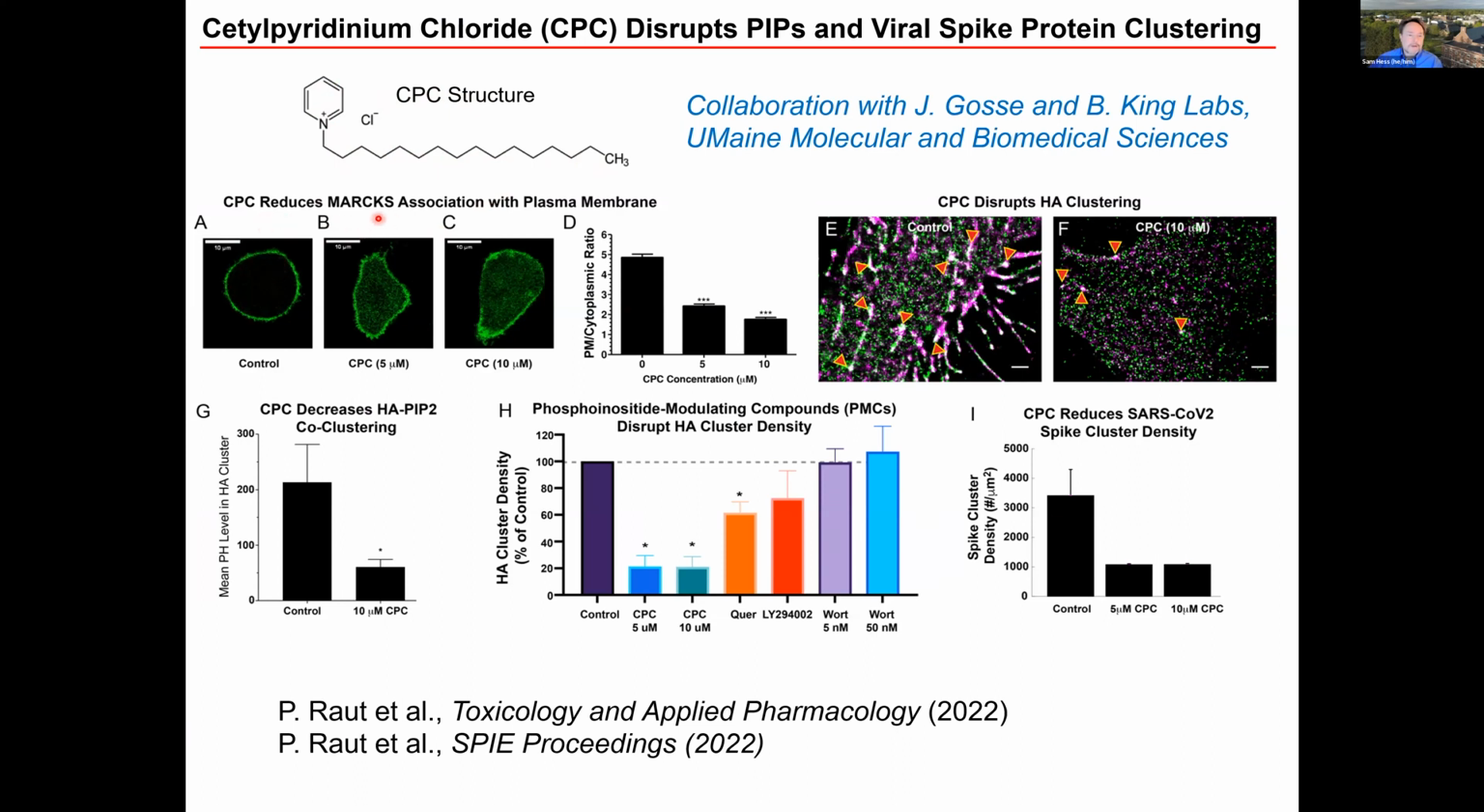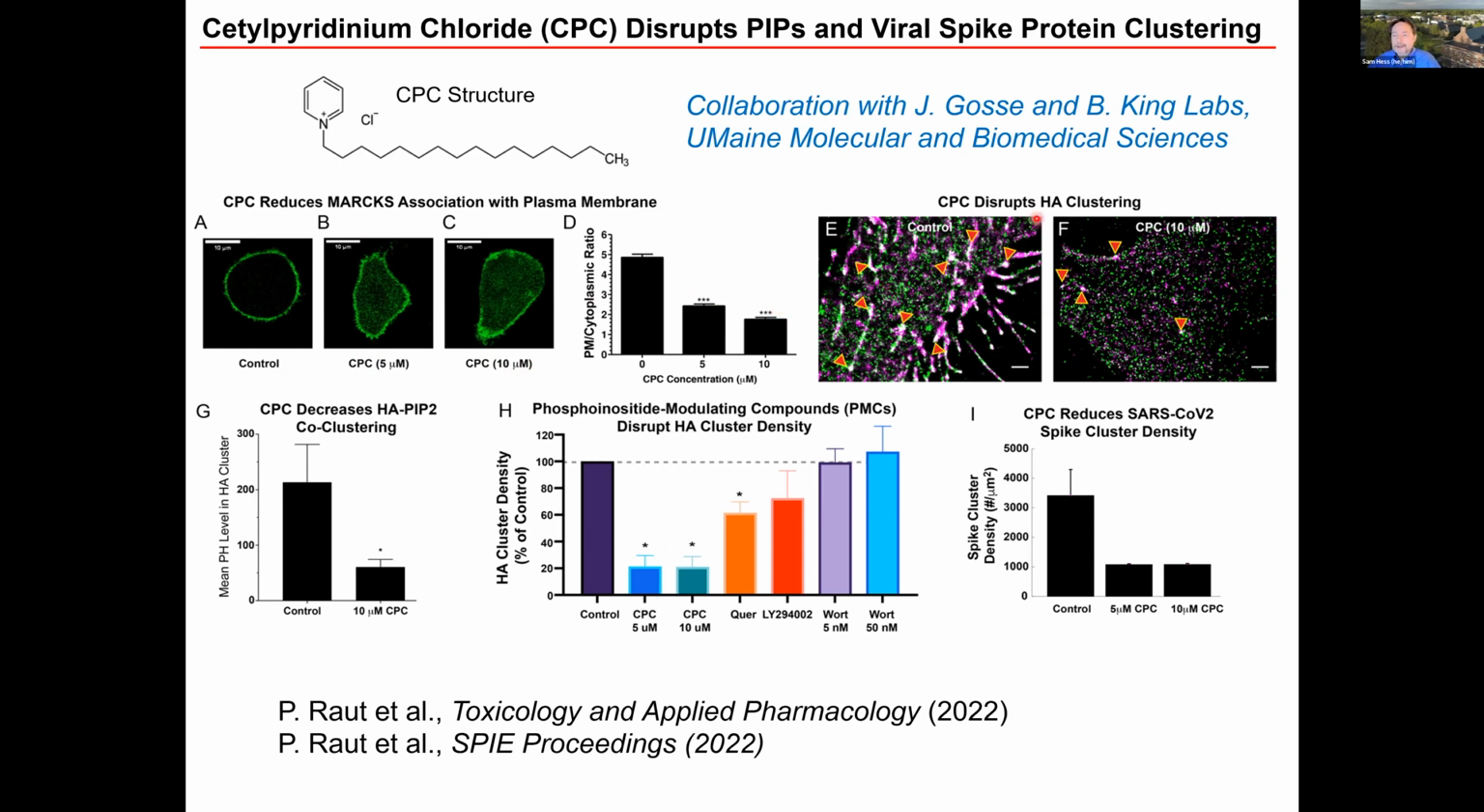If we look at MARCKS, which is a PIP2 binding protein, normally it's associated with the plasma membrane. We add some CPC and some of the MARCKS falls off. We add more CPC and more MARCKS falls off, and the association with the plasma membrane decreases significantly. Thus, CPC seems to be able to steal some of the PIP2 or screen it from interacting with things that would like to interact with PIP2.